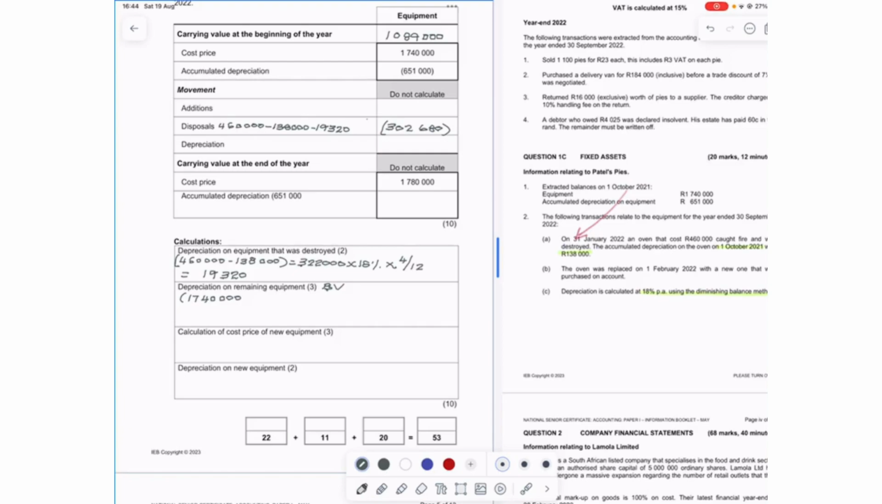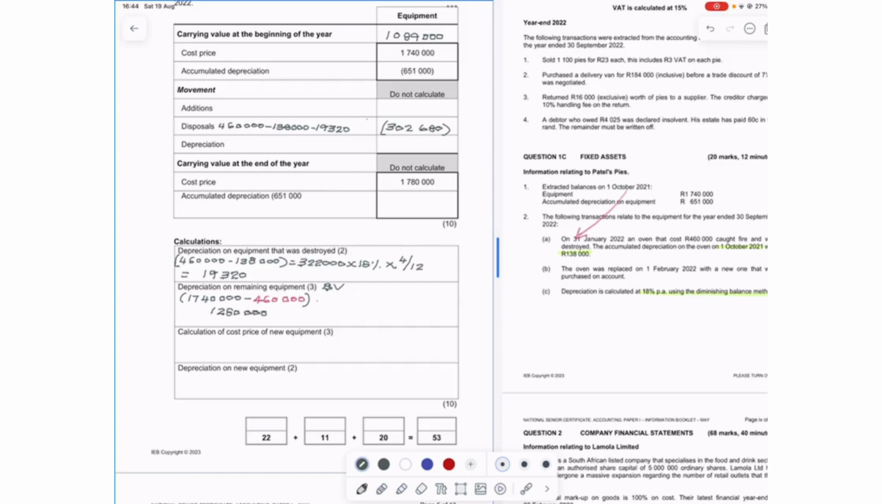Now we're going to subtract this equipment that was destroyed, minus the 460,000, to give us the remaining equipment, the cost price of that remaining equipment. Let's work that out, and your answer is 1,280,000.